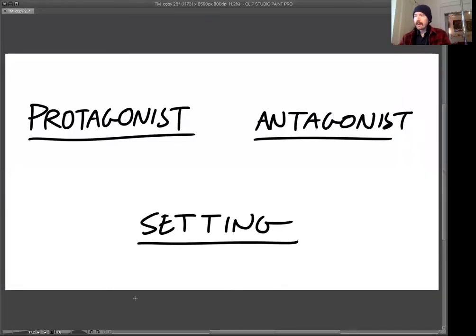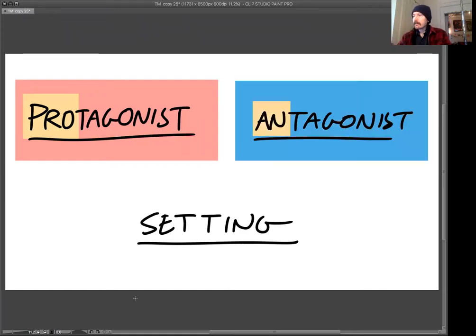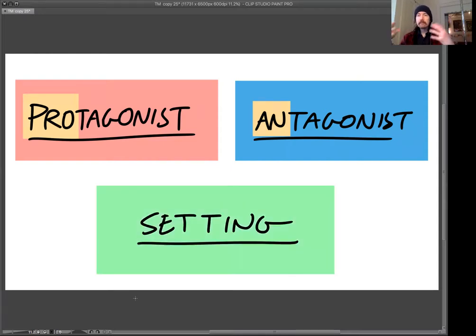There's the protagonist who drives the action and whose goals and motivations sort of are the backbone of the story. There's the antagonist who has goals that are counter to the protagonist and usually stands in the way of the protagonist and the protagonist's goal. And there's the setting, which is the milieu that the story takes place in and usually informs the characters of the protagonist and the antagonist and what their goals are.